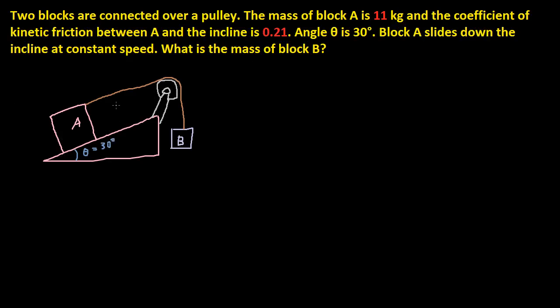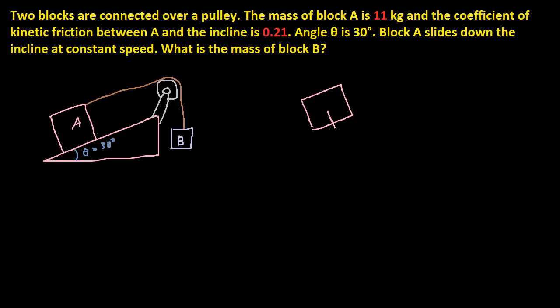So it's asking for the mass of block B, and it says this slides down at constant speed, which means the forces are equal. So let's draw a free body diagram for this real quick. So we have our mass A.